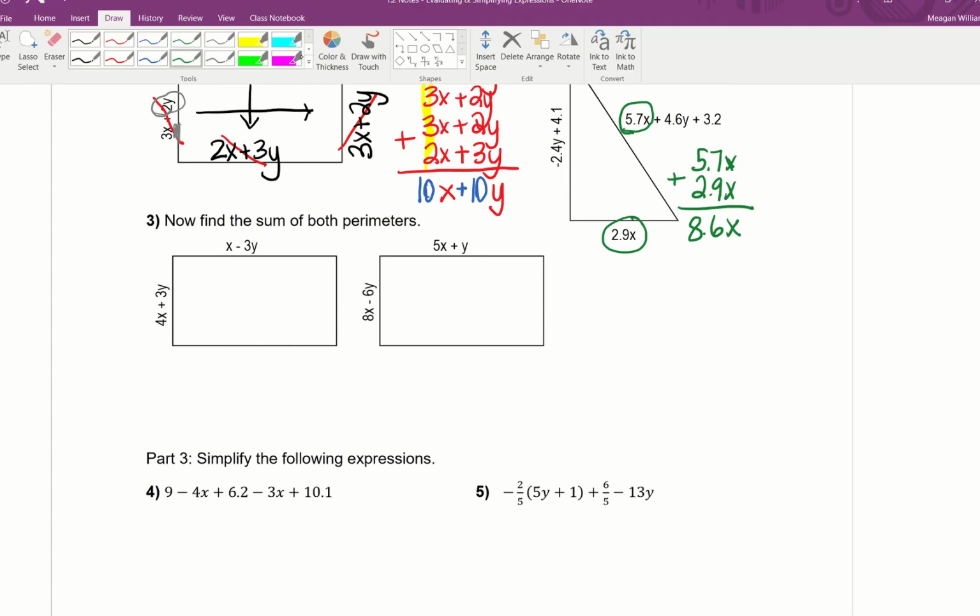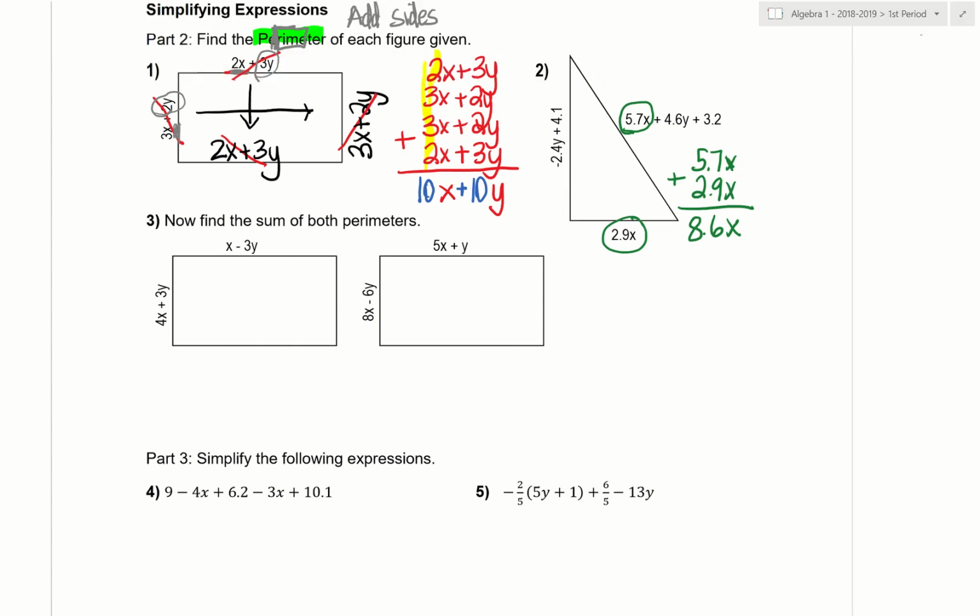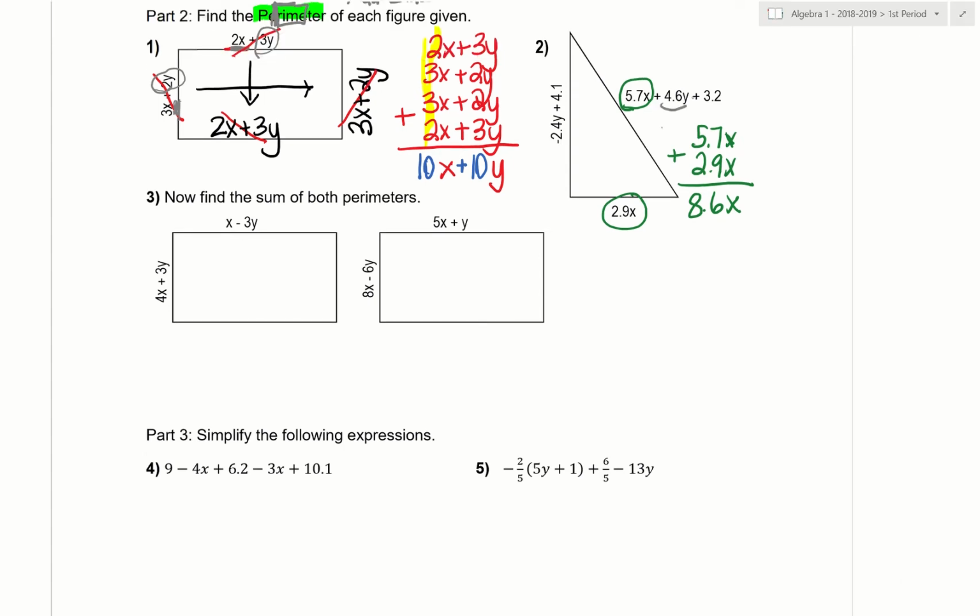So now I'm going to go back and use a different color because that's how I work. I've got 4.6y and another y right here. This term's already done. So I've got 4.6y, but it's a negative 2.4y. So when I put those together, it's like a subtraction problem. I'm going to bring down my y still. 6 minus 4 is 2. 4 minus 2 is 2. So that is a positive 2.2y.